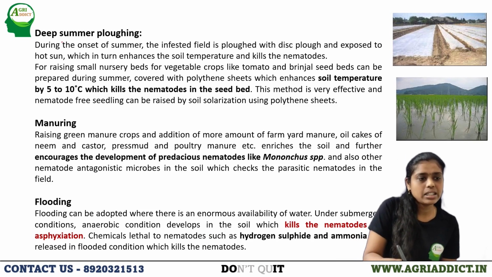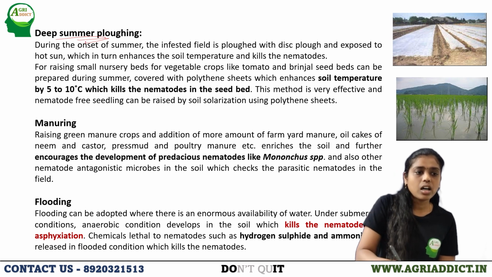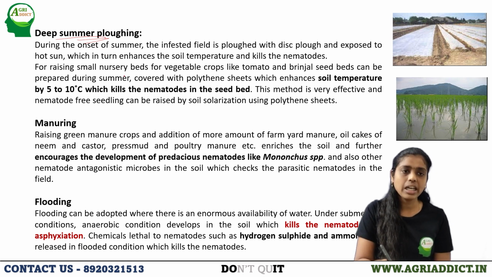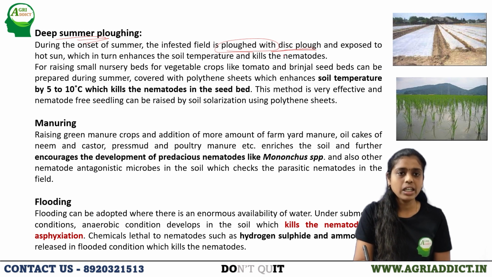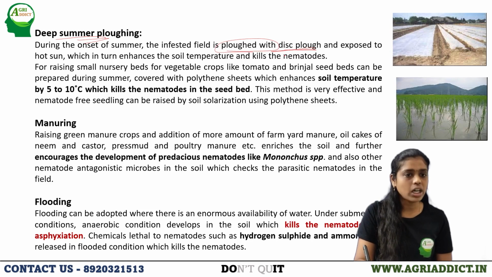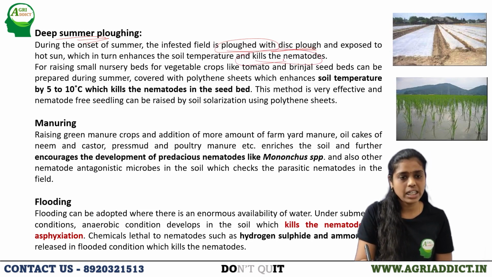And next method is deep summer plowing. Here, deep summer plowing means that during the summer season, the field infested with nematodes has to be plowed using a disc plow. By plowing, it may expose some of the resting stages present in the soil to high soil temperature, and hence the nematodes can be killed very easily.